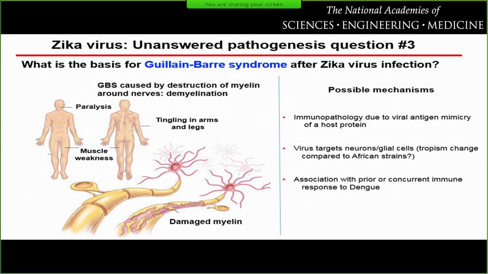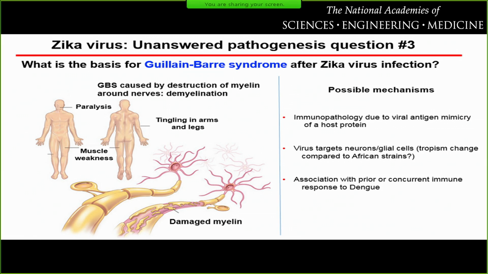Next slide. And then the third major area is what is the basis for Guillain-Barré syndrome that seems to be associated with Zika virus. In the studies from Micronesia and now more recently from Brazil, there seems to be about a 20 to 25-fold increased risk of Guillain-Barré, although the data still is not totally clear. We do know that Guillain-Barré is a heterogeneous disease that targets the myelin sheath around nerves and damages it, and patients can get either paralysis, weakness, or paresthesias or tingling in their arms and legs. What would be possible mechanisms?